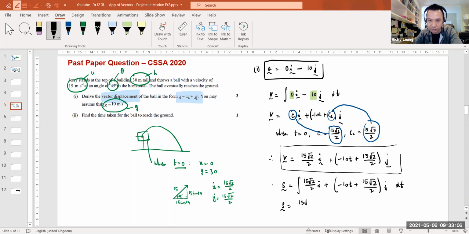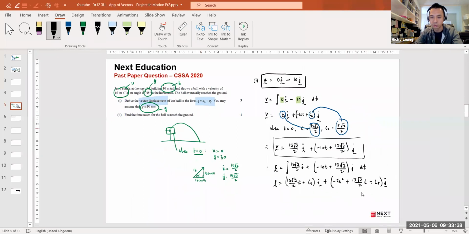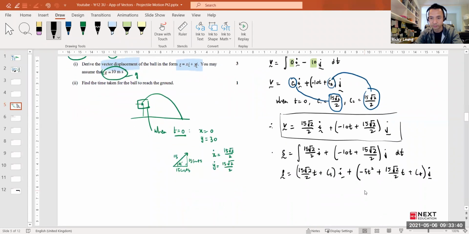So it becomes 15 root 2 on 2t times i. Sorry. I'm going to show your teacher that there is a plus c3 i. So every time you integrate, you've got to do that. Plus this guy, integrate that, becomes minus 5t squared plus 15 root 2 on 2t plus c4 j, right? And let me shift this up a little. No, I've got space. That's good.